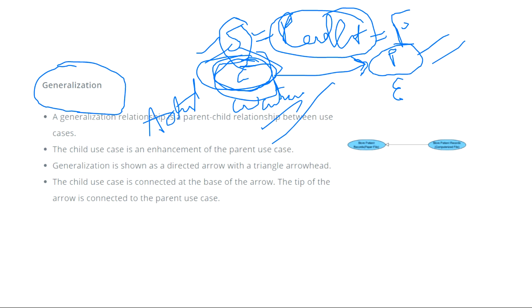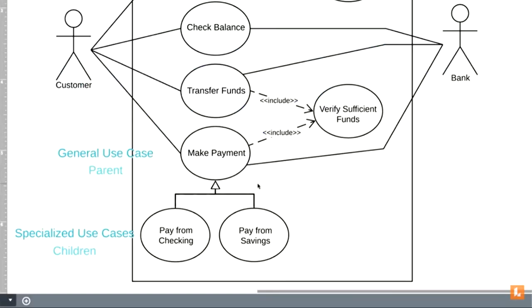For example, where will you use it in your use case diagram? Suppose you want to make the payment. You have two options to make the payment. Either you can make the payment from your current account, or you can make the payment from your savings account. So these two cases are the children of this parent class. What does this visually represent? Whenever the customer is associated with make payment, you have the option either to make the payment from savings or current account.